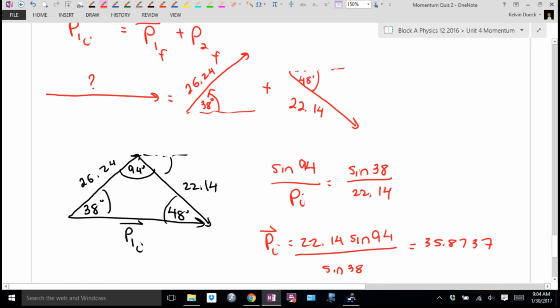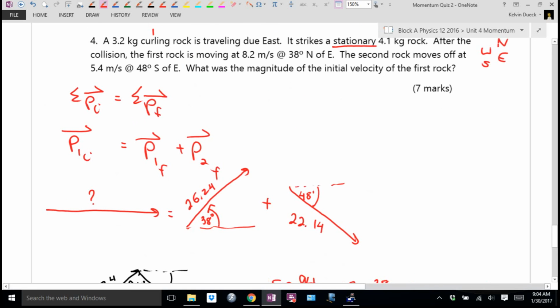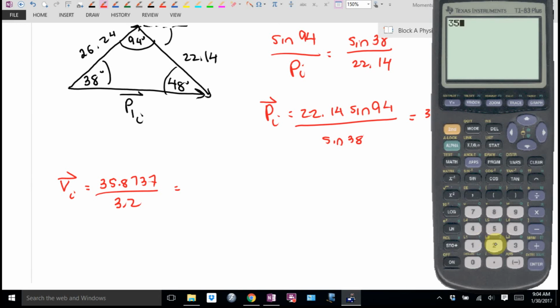Anyhow, the velocity initial, or the speed initial, is going to be 35.8737 divided by the mass of the first rock, which was 3.2. Do you get 11.2 meters per second?